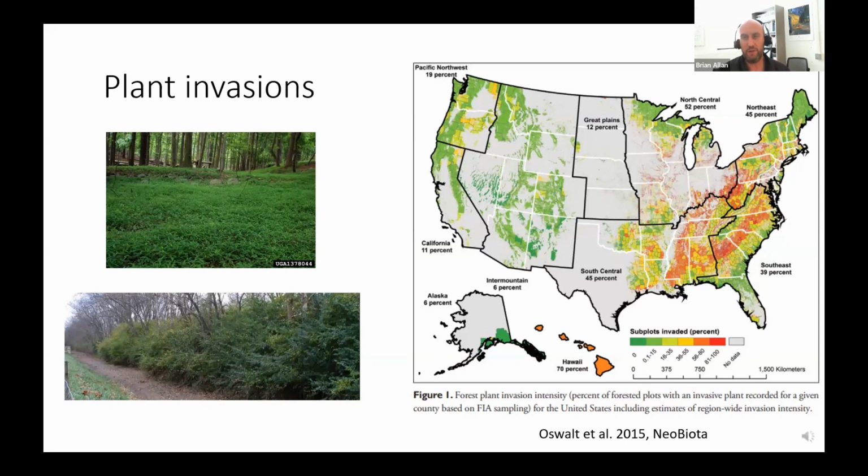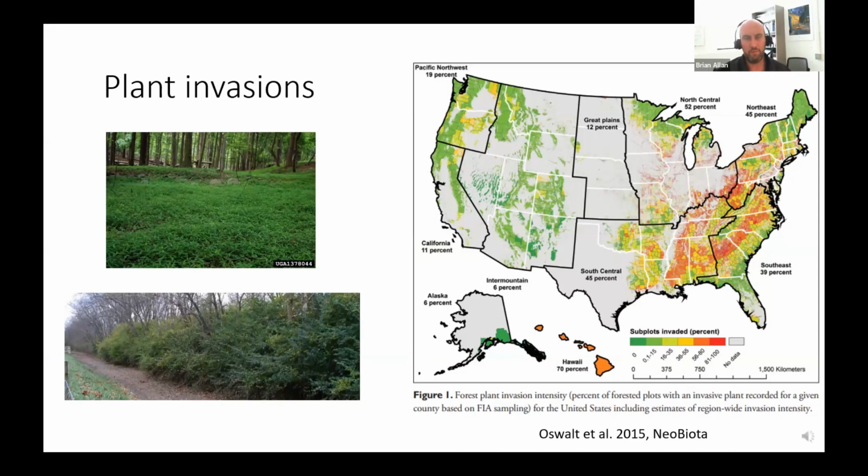Again, not only is the eastern US very ticky, it's also got a really high density of invasive plants. And so looking at forest inventories performed by the USDA, there are places in the eastern US where even a majority of the understory is composed of non-native plant species. So we have plant invasions occurring concurrently with ticks spreading to new areas.